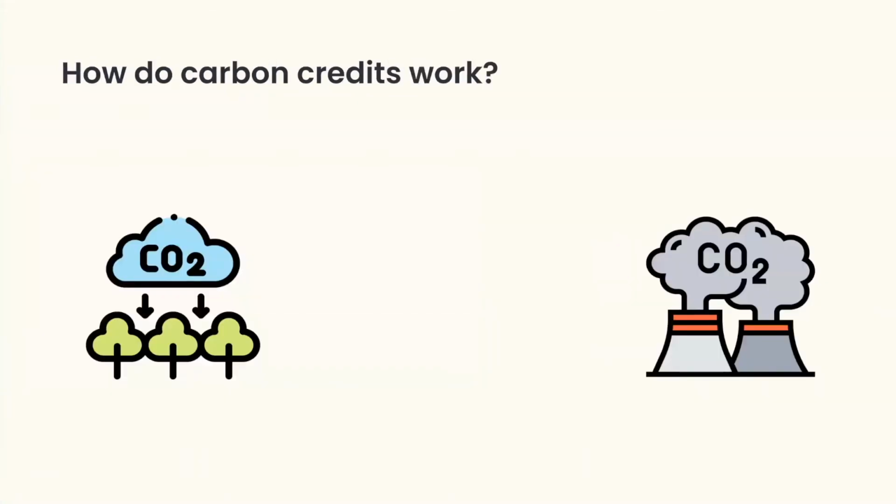So a carbon credit can be either issued or surrendered. On the left-hand side, we have trees that are growing, and as they're growing, they suck carbon dioxide out of the atmosphere and they store it.